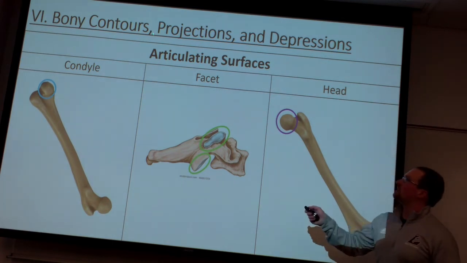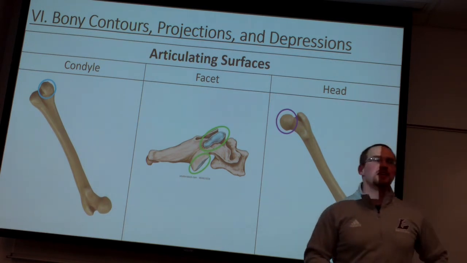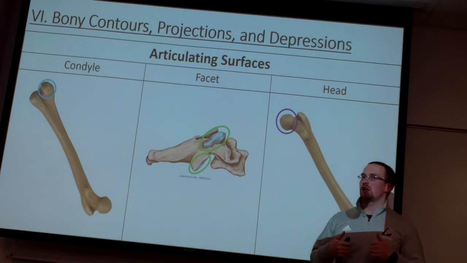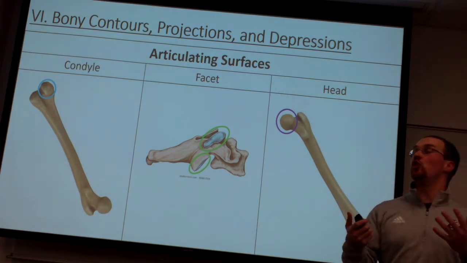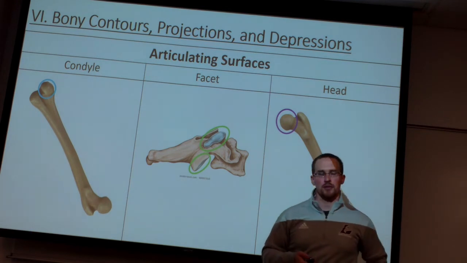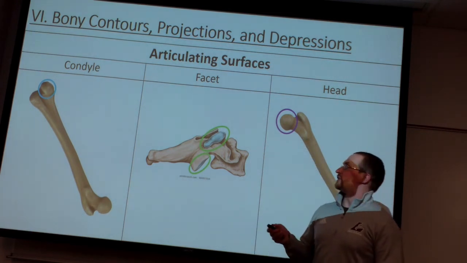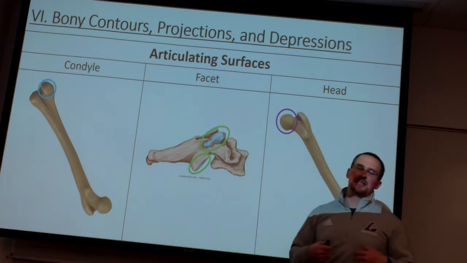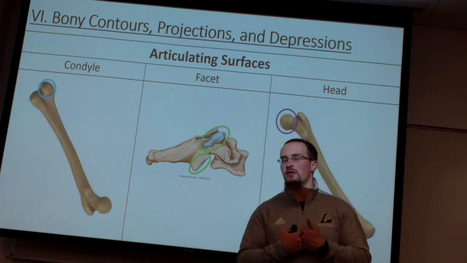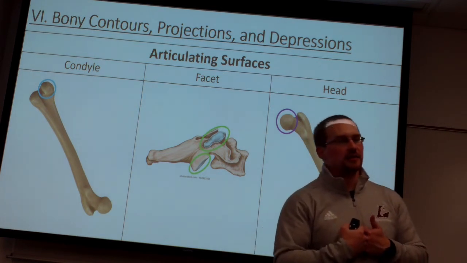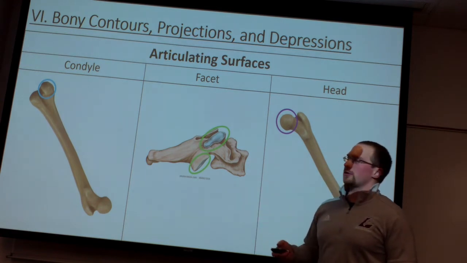Let's start with articulating surfaces. Where you see articulating, this is where two bones come together. Oftentimes there will be cartilage, which, not to go into too much detail, is essentially like a shock absorber that allows the bones to slide past one another without irritating anything. But articulating surfaces are where two bones come together.